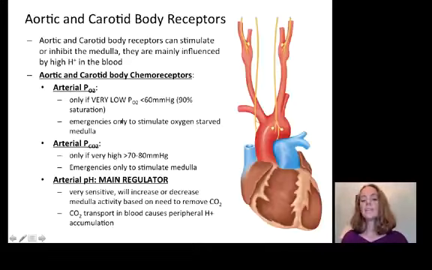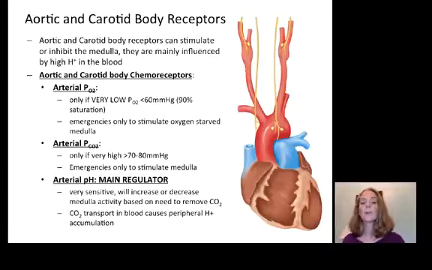The arterial PCO2 doesn't stimulate the medulla as much as the arterial pH, but it can if it's very, very, very high, 70 to 80 millimeters of mercury. Do you remember the normal levels of PCO2 in the arteries? Normally around 40, right? So 70 to 80 would be twice that. Arterial levels of oxygen also don't affect these chemoreceptors very much, only if they're very, very, very low.